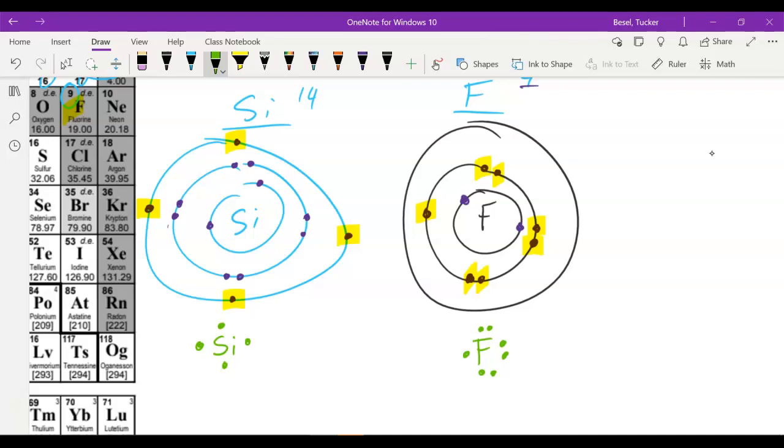Now the valence electrons are going to be really important. So the Bohr models are good to draw those non-valence electrons, the core ones, but in chemistry you'll find that we're really going to focus on these valence electrons for a lot of things that we do.